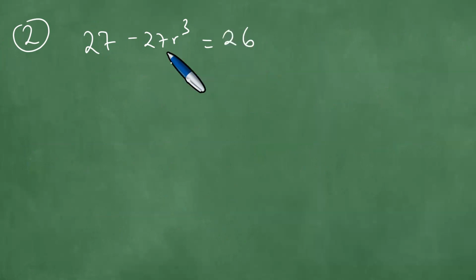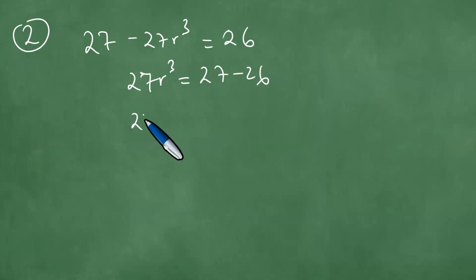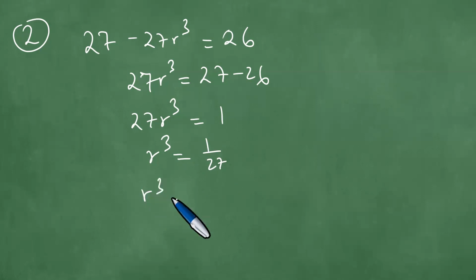Right, so if you have this, then it means you have 27 R cubed equals, you transpose this one, so it becomes 27 minus 26, which equals 1. So R cubed is 1 out of 27.